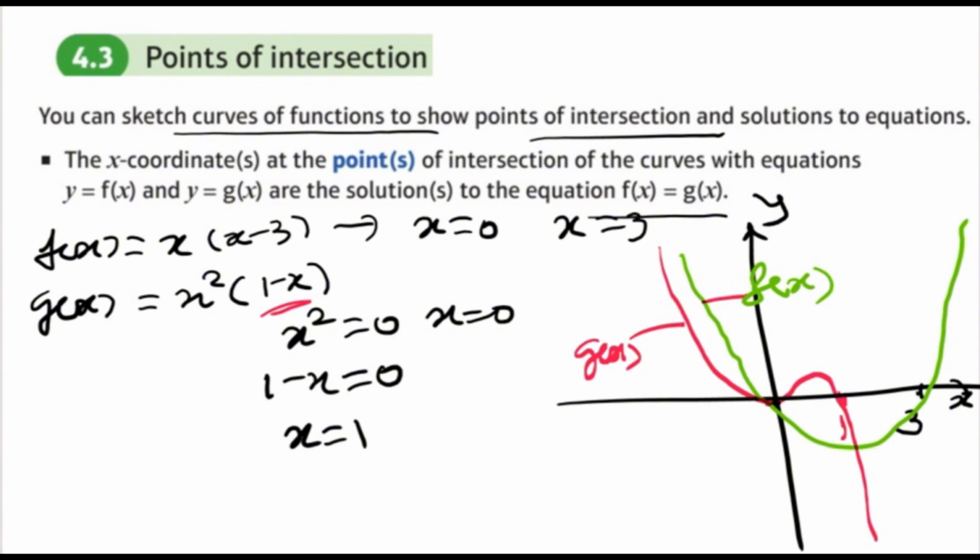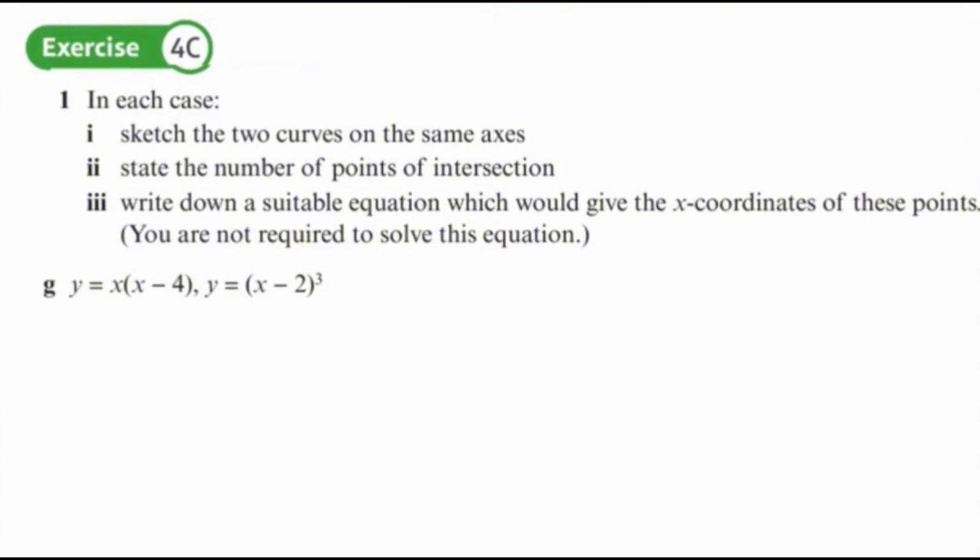Now suppose I have to find the solution of these two intersections. Here we have one intersection point and another intersection point here. If you want to find that, you have to equate f(x) and g(x). We will understand with some book exercise questions. Let's move to the exercise, Exercise 4C.